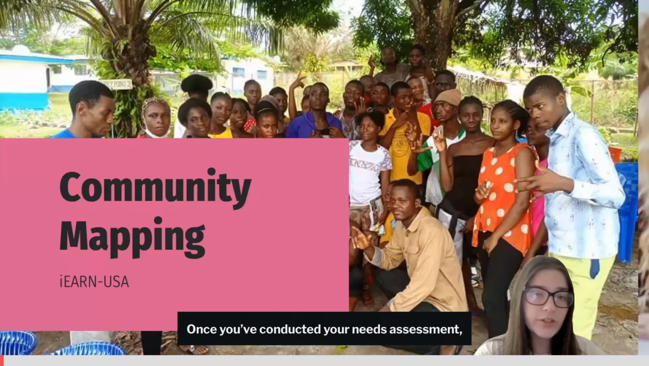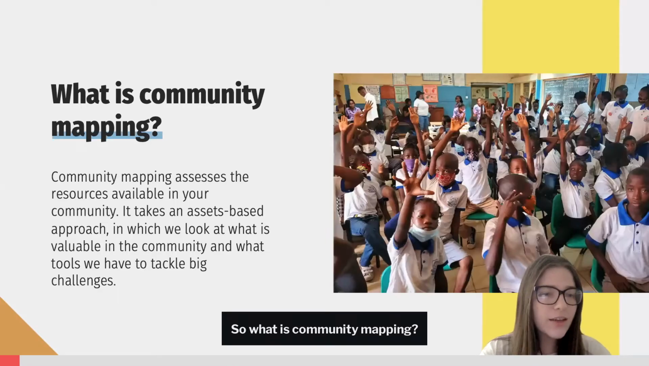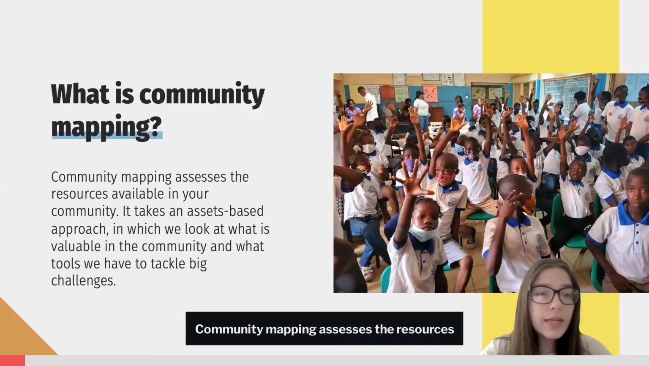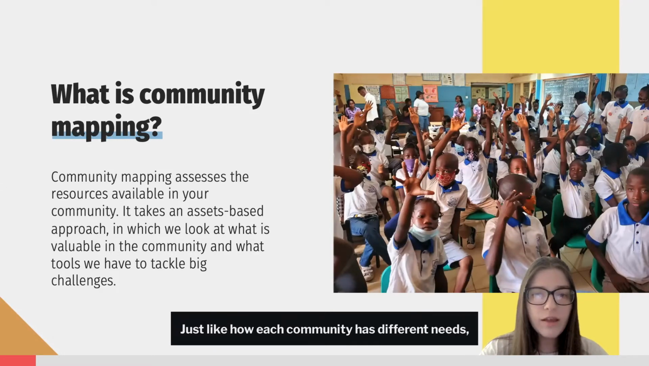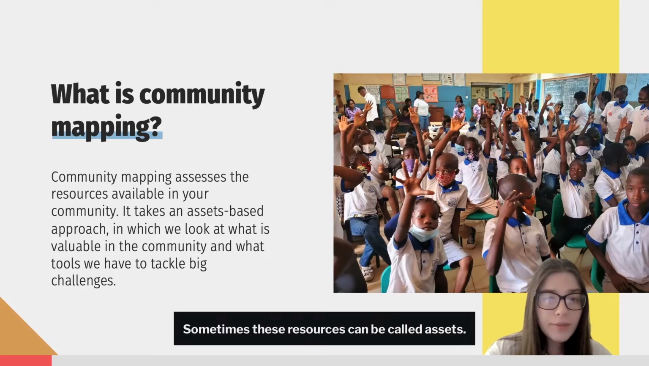Once you've conducted your needs assessment, the next step is to make a community map. So what is community mapping? Community mapping assesses the resources that are available in your community. Just like how each community has different needs, each community also has different resources. Sometimes these resources can be called assets.